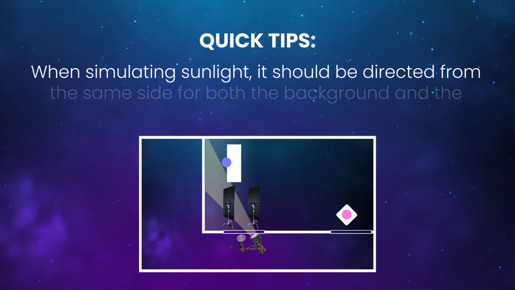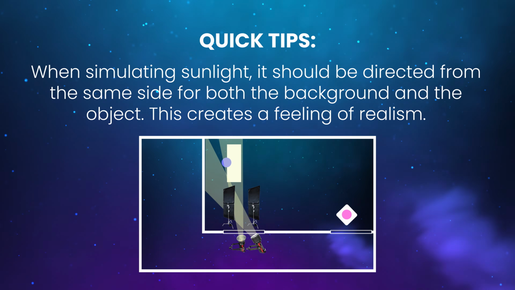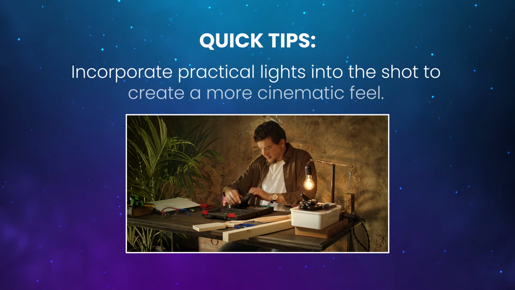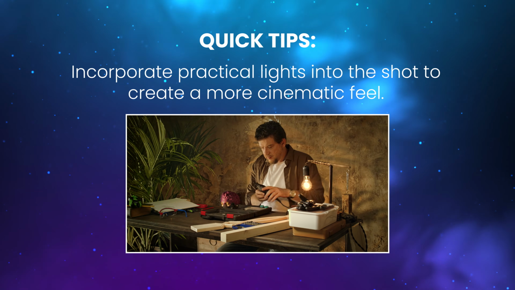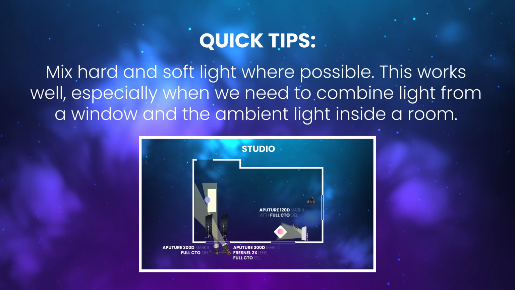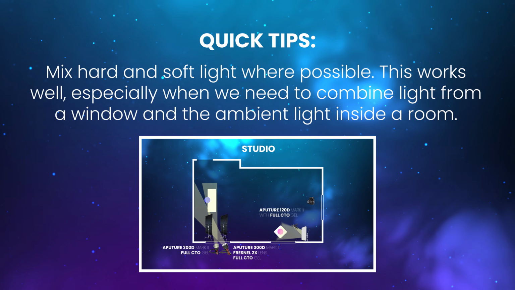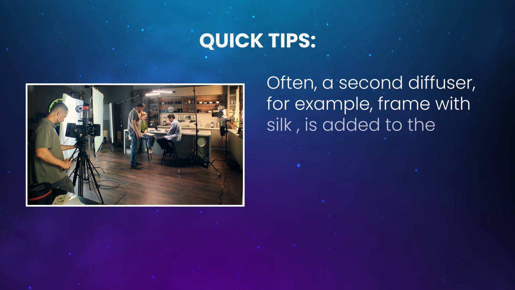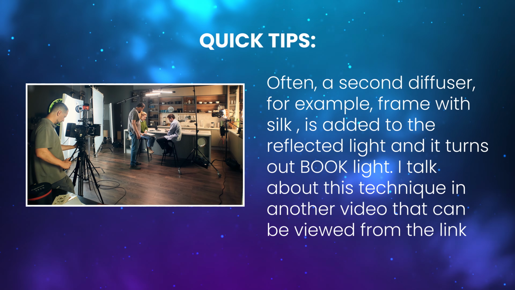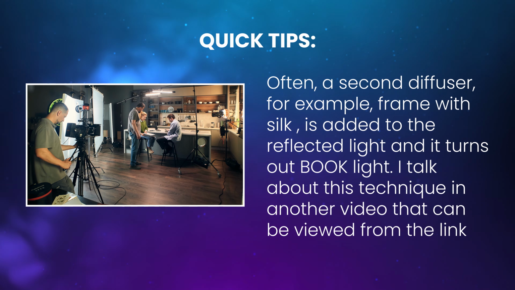Quick tips. When simulating sunlight, it should be directed from the same side for both the background and the object. This creates a feeling of realism. Incorporate practical lights into the shot to create a more cinematic feel. Mix hard and soft light where possible. This works well, especially when we need to combine the light from a window and the ambient light inside a room. Often, a second diffuser, for example, frame with silk, is added to the reflected light and it turns out book light. I talk about this technique in another video that can be viewed from the link.